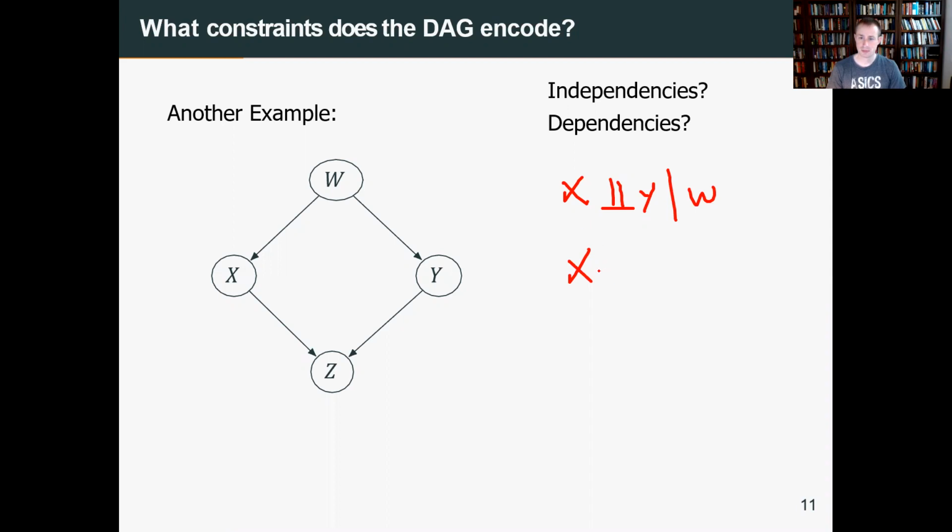So we can also figure out that X and Y are not independent on their own. So if we're not given anything, then they're going to be dependent. There's only one other independency in this graph. Can anyone figure it out? It's that Z is independent of W given X and Y.